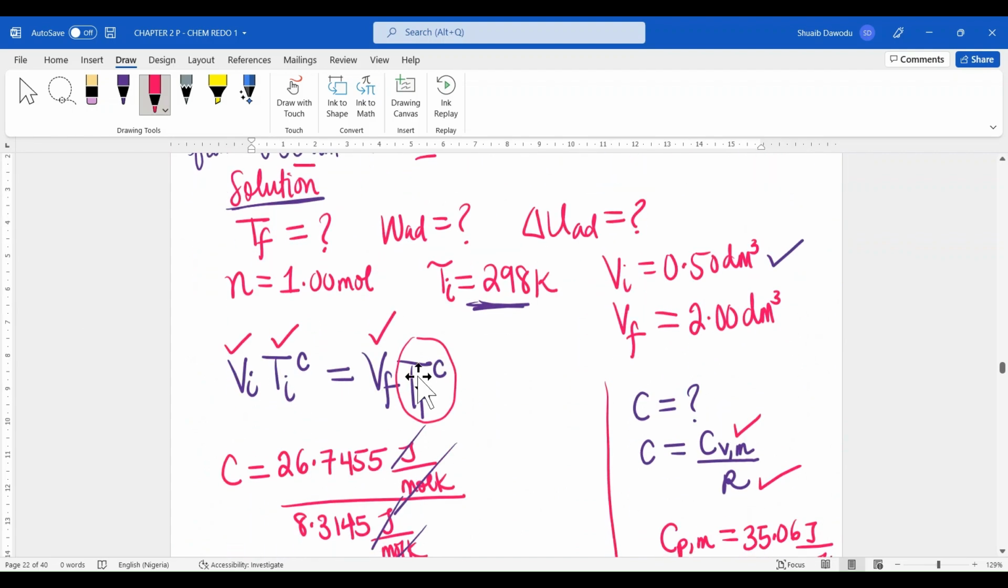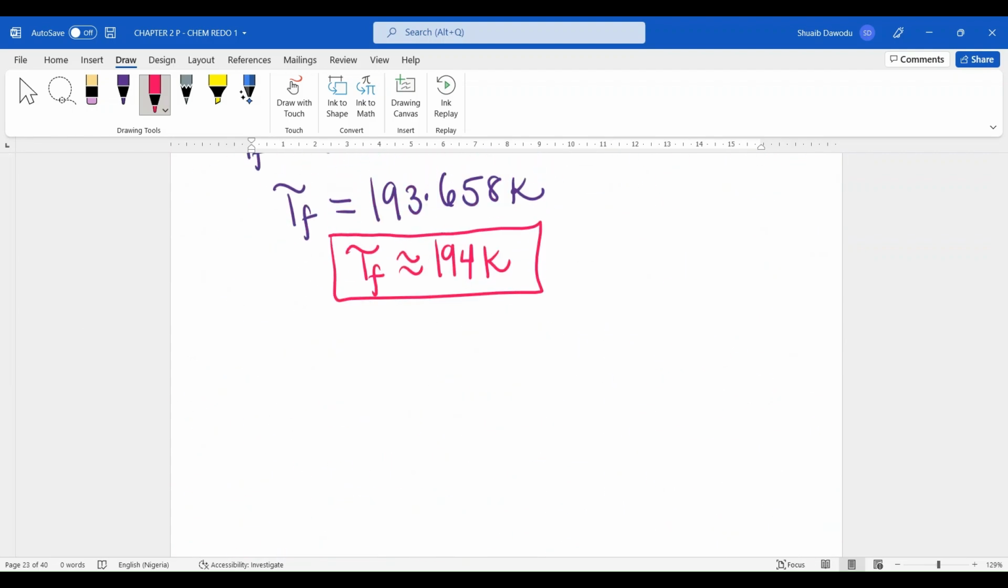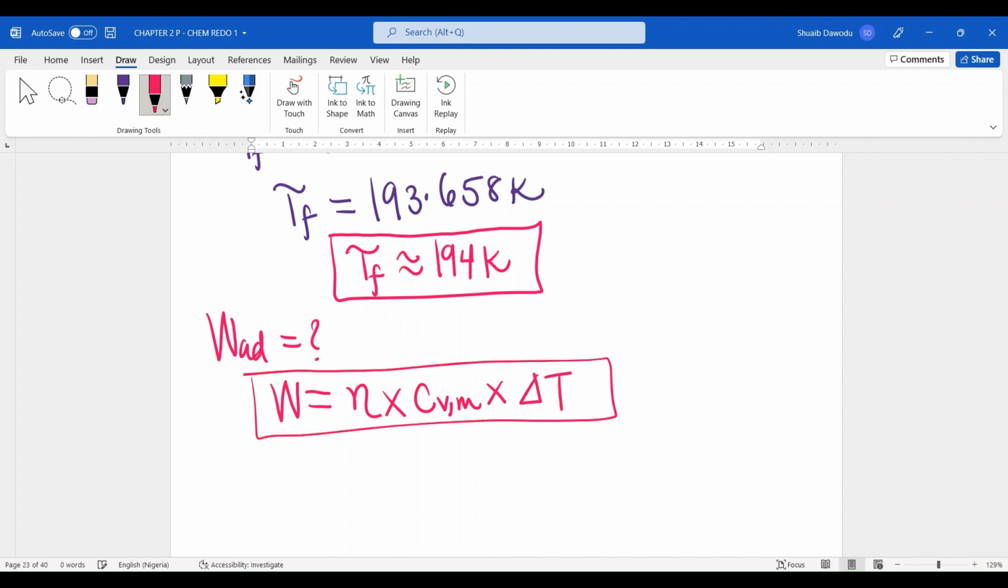Now we're asked to determine the adiabatic work done. Well, this is not hard. We just have to note that the adiabatic work done formula for this is the number of moles times C_V,m, the molar heat capacity at constant volume, times the change in temperature. This is the formula that we're going to use to determine it. I want to quickly say something: the only reason why we have the number of moles times the molar heat capacity is because we have our work in molar heat capacity.